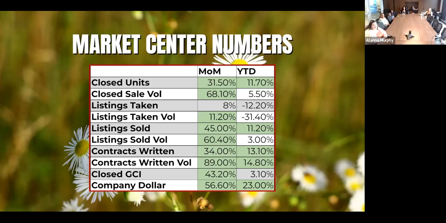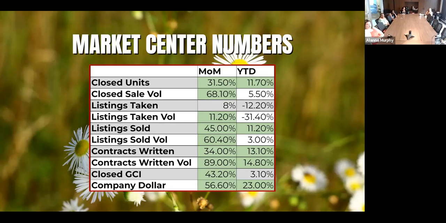Yeah, we're closing the gap throughout the market. Yes. Same with listings taken volume. We're up month over month 11.2%. Year to date, though, we're still down 31.4%. Listings sold, we're up 45%. So love that. Year to date, 11.2%.